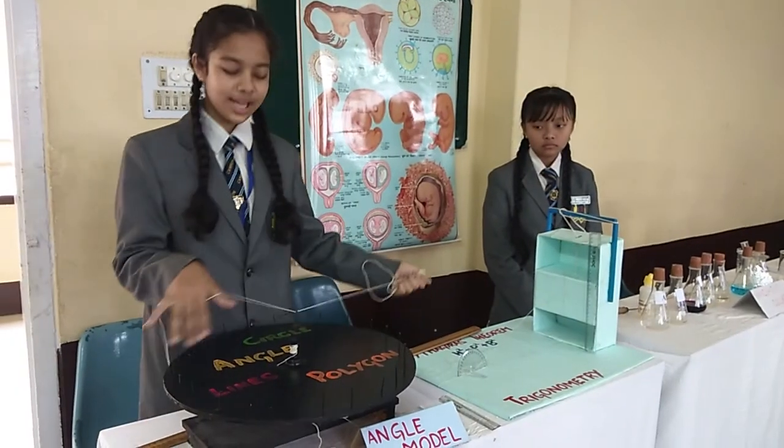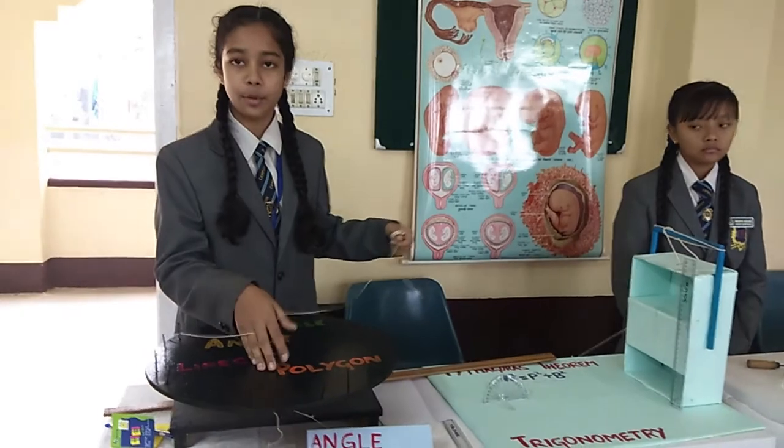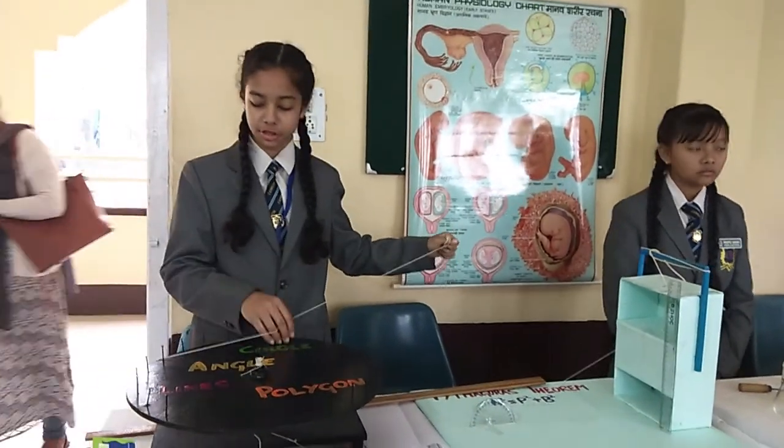Angle model. From this we can find the properties of circle, angles, line and polygon. First I would like to start with circle.